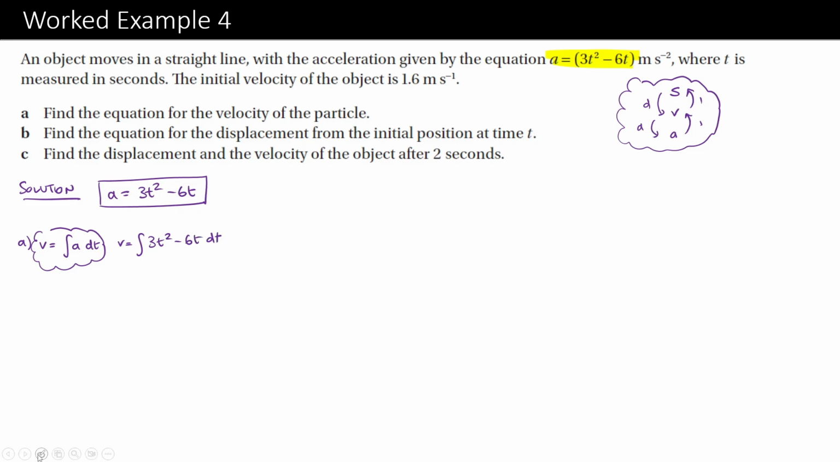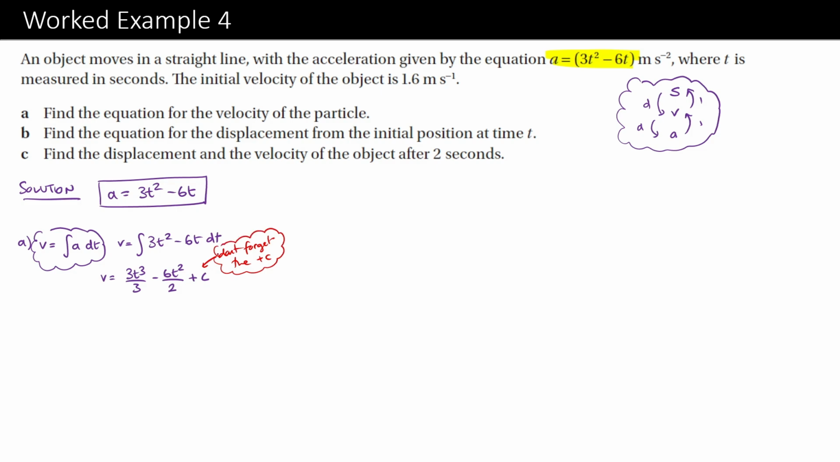If I then go on and integrate this, I'm going to get V equals 3t cubed over 3 minus 6t squared over 2 plus c. Now when it comes to integration and kinematics, it's really important that you always write your plus c. So let me make a little note of that: don't forget the plus c.